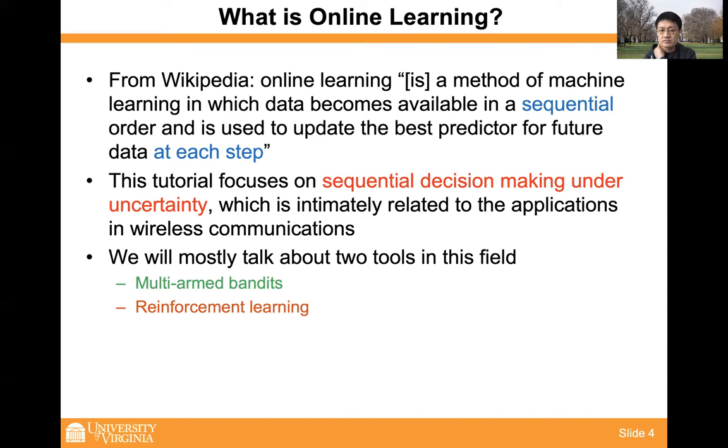Our tutorial will not focus on the very generic definition of online learning, but rather we will focus on sequential decision-making under uncertainty. This is intimately related to the applications in wireless communications, as we will see later in this tutorial. And more specifically, we will mostly talk about two specific tools in this field. One is multi-arm bandits. The second is reinforcement learning.